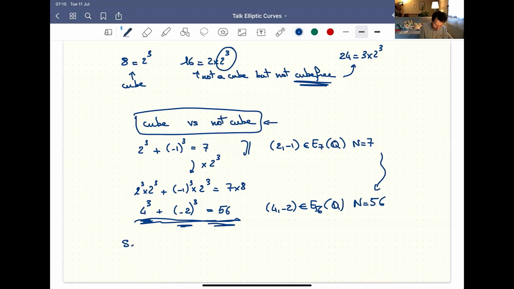But if you want to study elliptic curves, I guess the standard software is Sage Math. There's Magma, also Pari/GP. Those are three things.